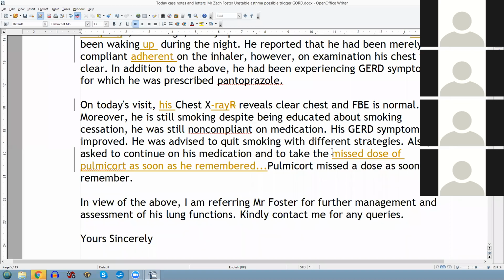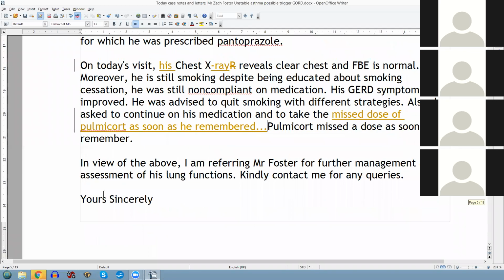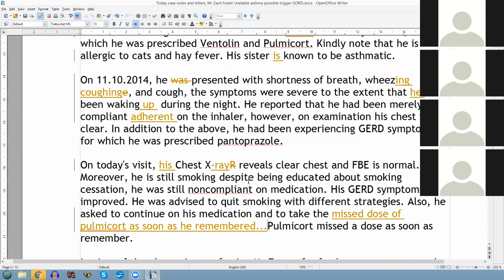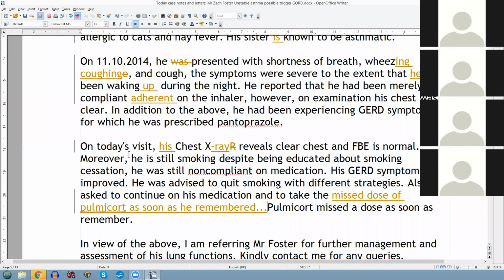What's your word order? "In view of the above, for management assessment of his lung functions, can they contact me for any queries?" Okay. So there's a few things there. We've got some short sentences. You need to spell out the acronyms first, avoid the jargon.